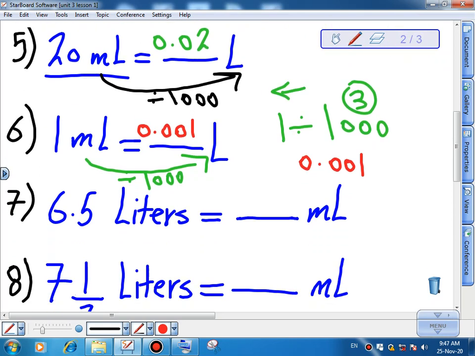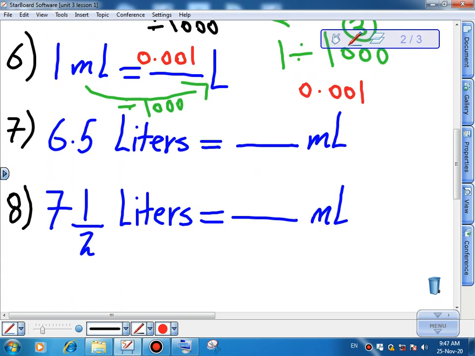Next one, 6.5 liters has space milliliter. From the greatest to the smallest, we multiply by 1,000. Multiply by 1,000, move the decimal point to the right side. By dividing by 1,000, we will move the decimal point to the left side. Okay?